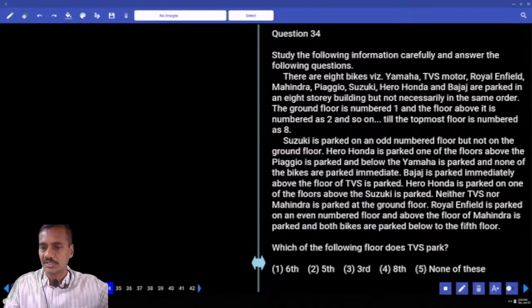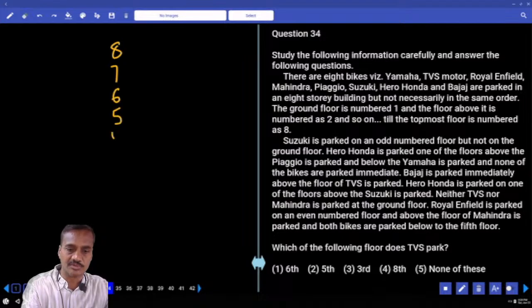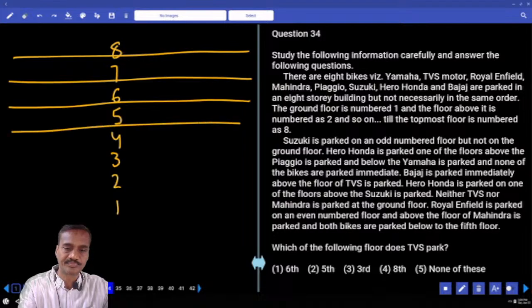And 8 bikes. Now 8 floors. Since floors are given, 8, 7, 6, 5. Then you need to write down the floors from top to down. Bottom 4, 3, 2, 1. And 8 bikes were parked in these 8 different floors.